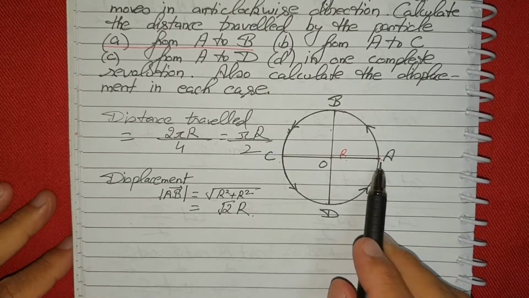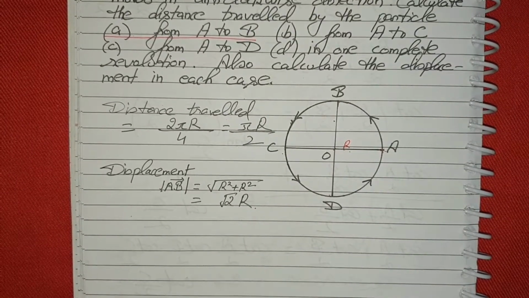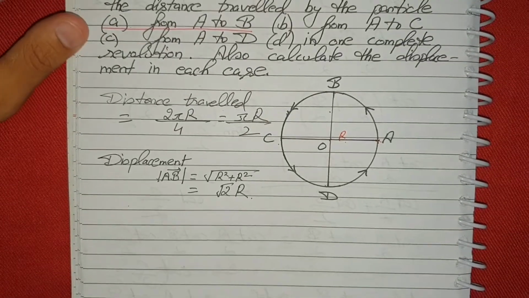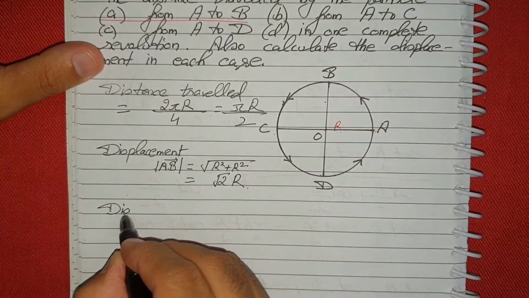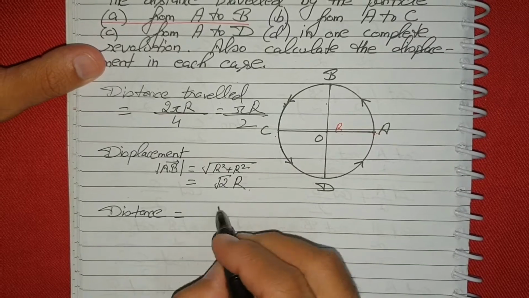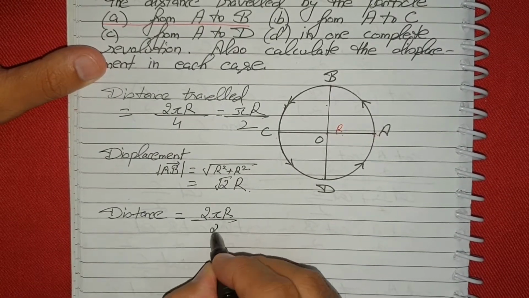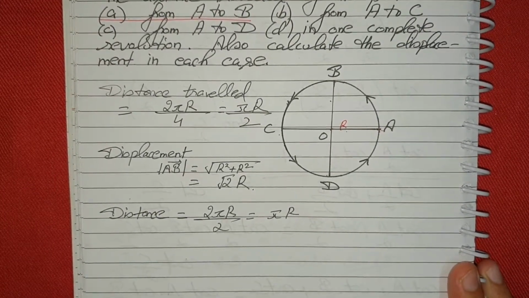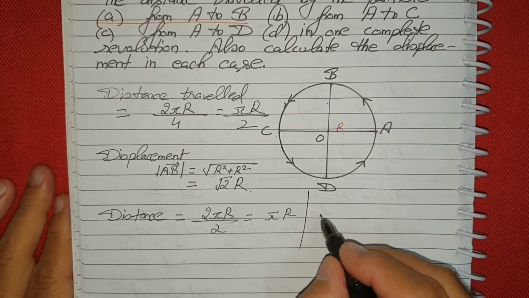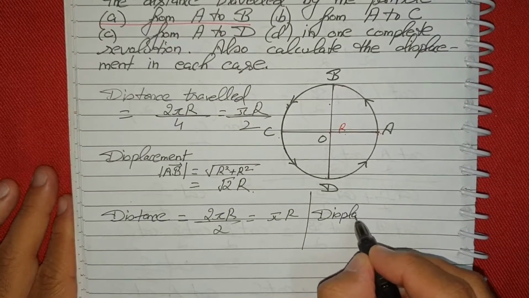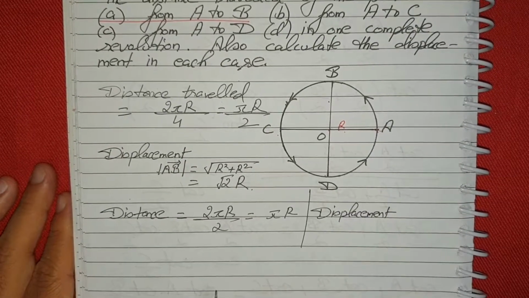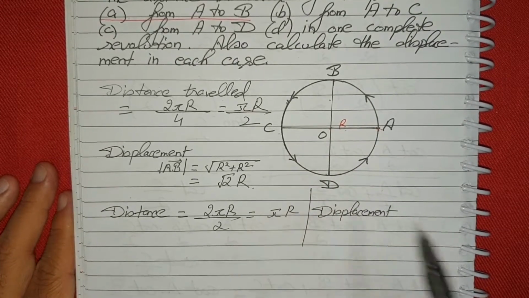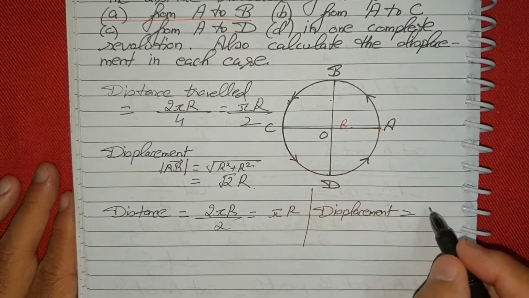Now from A to C. You know that A to C is actually half of the revolution. So what is the distance? Distance will be 2 pi r by 2, which is pi r. So this is the distance. Now for displacement, displacement is actually the straight line joining A to C, which is r plus r, 2r.